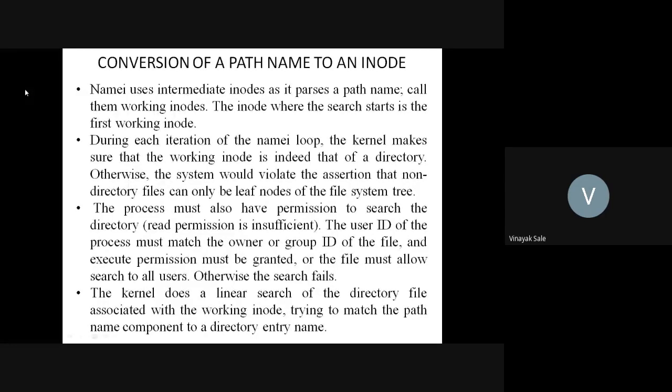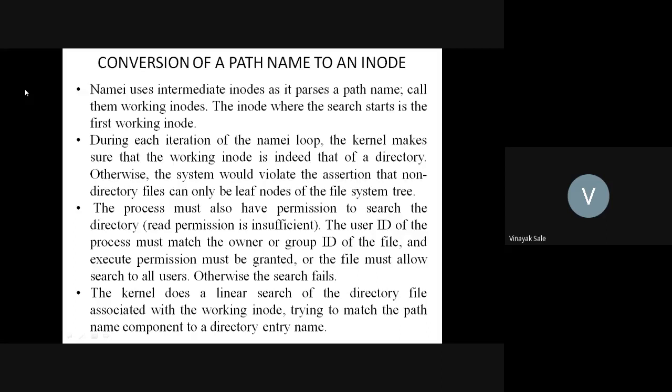In this algorithm, namei uses intermediate inodes. It parses a path name and calls them working inodes. The inode where the search starts is the first working inode.